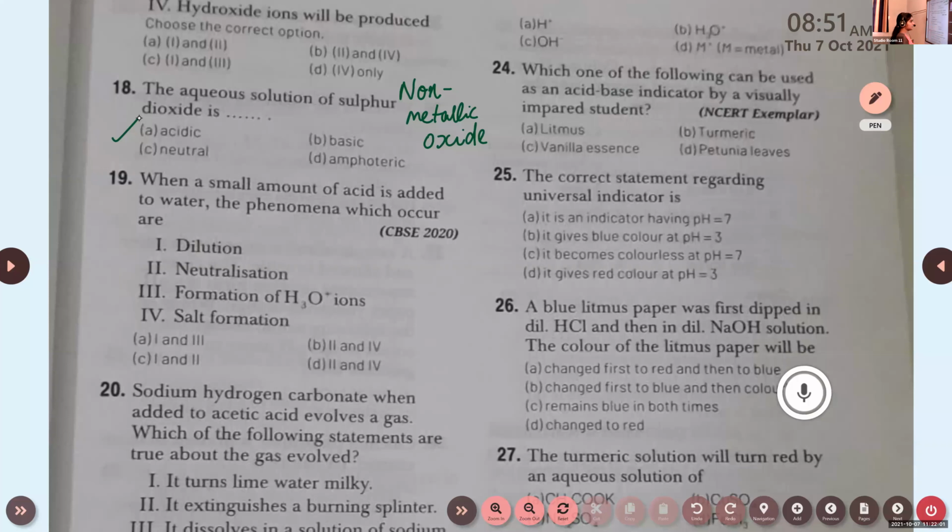Then question number 19. Bhadra, can you read question number 19? When a small amount of acid is added to water, the phenomena which occur are: option 1, dilution; 2, neutralization; 3, formation of H3O plus ions; 4, salt formation. This is the correct answer. Small amount of acid is added to water.